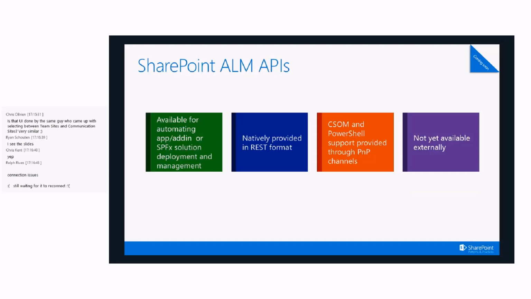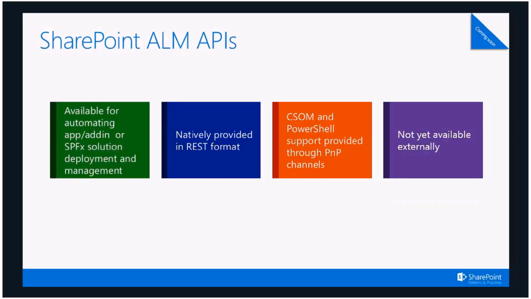So SharePoint ALM APIs are essentially there to automate SharePoint add-in or app, whatever we call them, or SharePoint Framework solution deployment and management. So you're able to install, uninstall, upgrade, add a solution. Well, let's start with that. You're able to add a solution to the app catalog. You're able to then install the solution to the site. You're able to upgrade the solution in a site. You're able to uninstall the solution in a site, and so on.